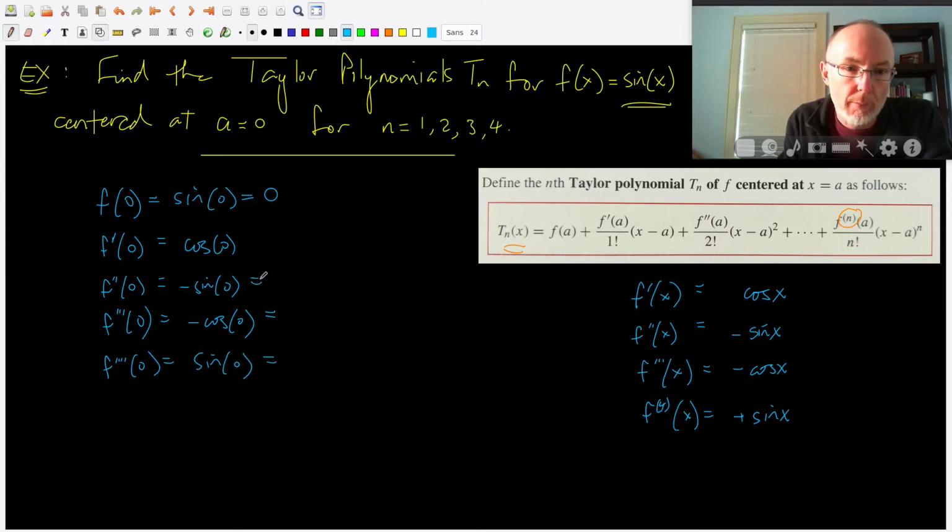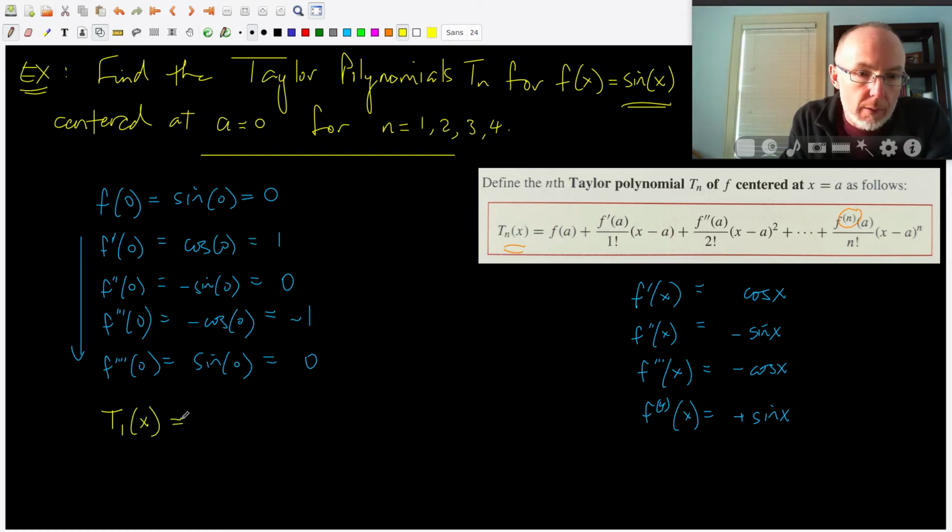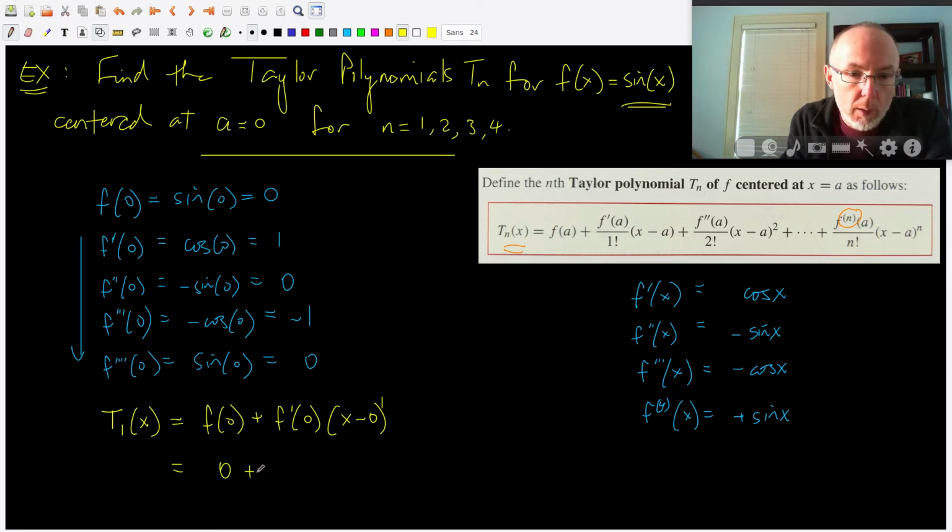Notice they're going to loop. After that, the next derivative would have to be cosine of 0 again, and so it repeats the pattern. Cosine of 0 is 1, sine of 0 is 0, cosine of 0 is 1, but there's a negative there, and now we're back to 0. And so we can start writing out the Taylor polynomials. Right? Because the first degree Taylor polynomial is going to be f of 0 plus f prime of 0, x minus 0 to the power of 1, which is f of 0 is 0 plus f prime of 0 is 1, x minus 0. So this is just x.